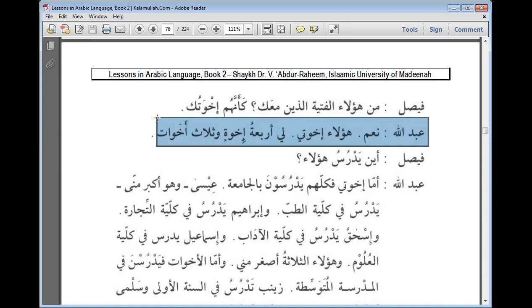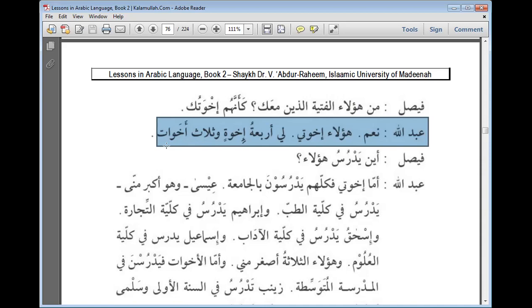Li arba'atu ikhwatin. I have 4 brothers. Wa thalathu akhawatin. And 3 sisters. All right? Remember when we are counting from 3 to 10, the number is the opposite gender to the thing that is counted. Remember that? From 3 to 10, the number will be feminine if the thing counted is masculine. Okay? And the number will be masculine if the thing counted is feminine.